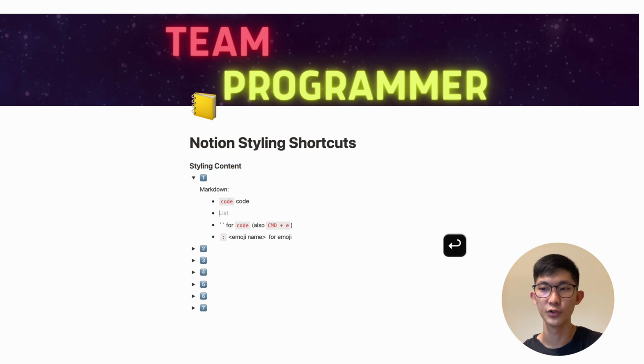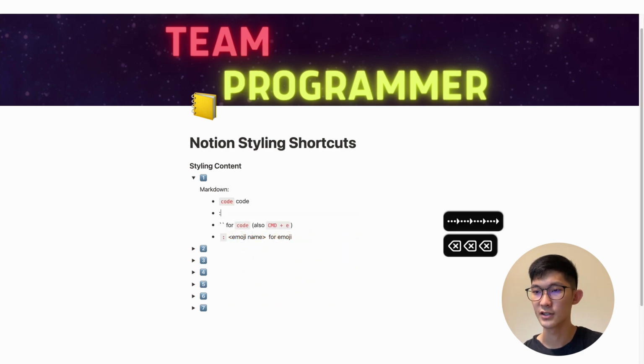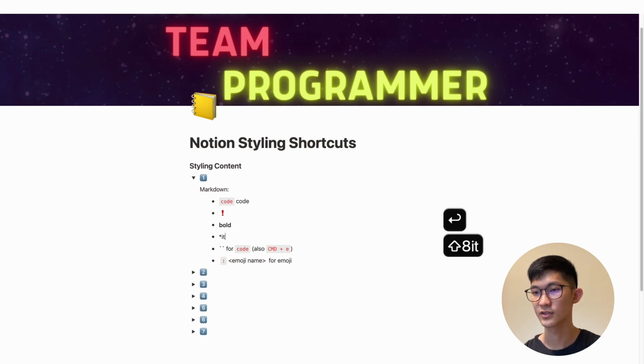So if you want to use some emoji, you can say, let's say, dog, and then there you have a list of dog emojis, and this works for a lot of other emojis as well. If let's say you want something bolded, then you can do star star and bold, and there you have a bolded text. Italicized text would look something like this. So in short, I would say this is a really useful tip to know so that you can basically style all your content just using the keyboard itself.